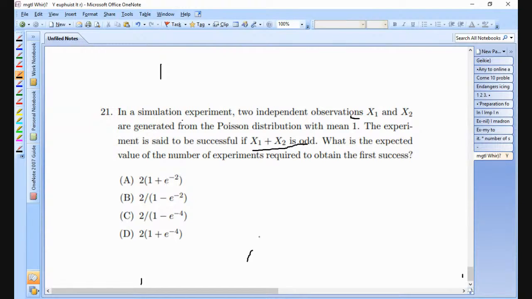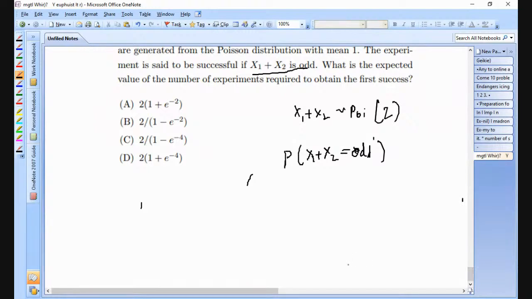Very simple, guys. You can understand it from here that x1 is Poisson, so x1 plus x2 is Poisson with parameter 2. x1 is Poisson lambda 1, x2 is Poisson lambda 2, so x1 plus x2 is Poisson 2. So x1 plus x2 is odd. What is the probability that x1 plus x2 is odd? It is the same as, say, 1 minus e to the power minus 4 by 2.